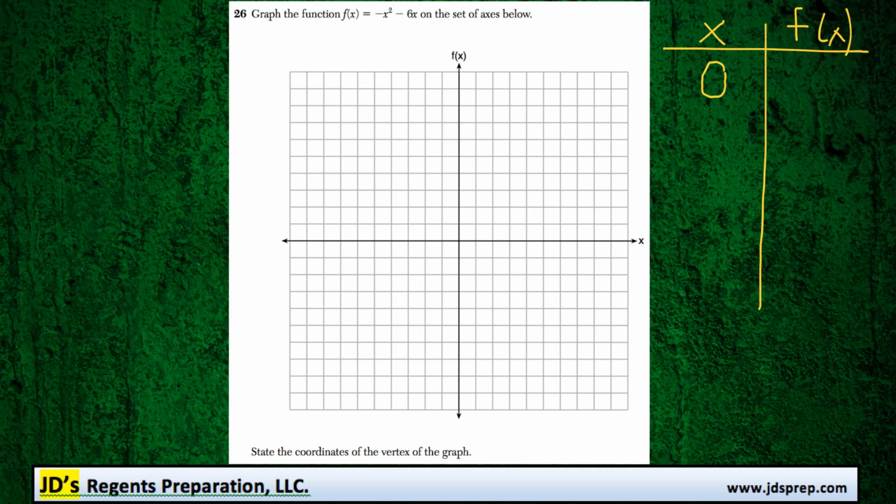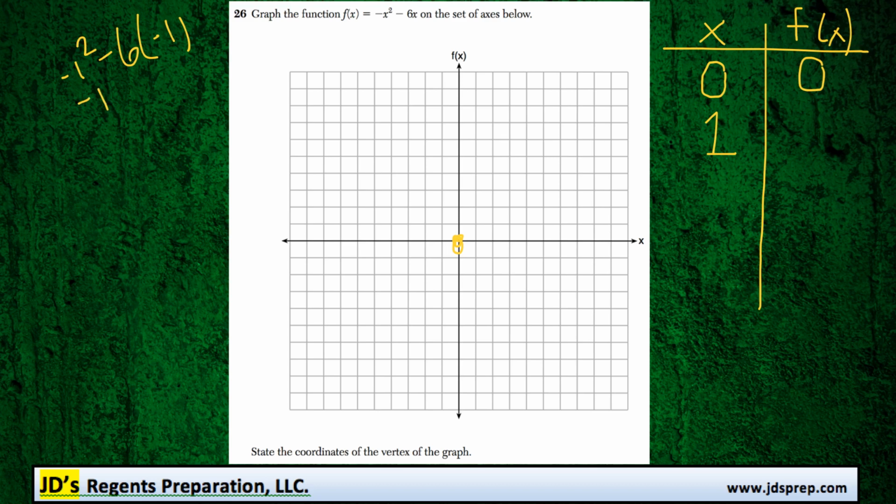For example, if x was equal to 0, that's the easiest one of all, it'd be negative 0 squared minus 6 times 0. That's just going to get us 0, so that's going to be our first point here. Next, let's check what happens when x is equal to 1. So that's going to be, right over here, negative 1 squared minus 6 times negative 1. And that would work out to negative 1.